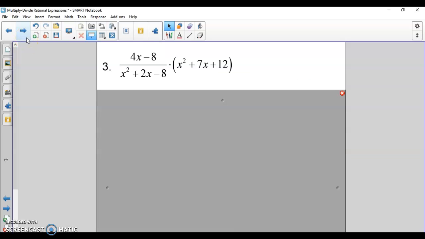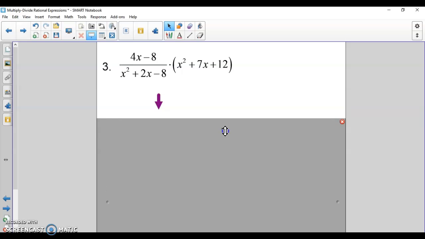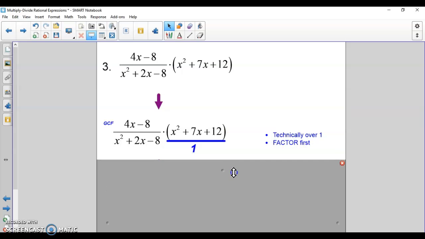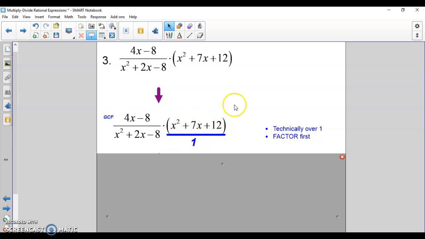All right. Speaking of twists, we got one right here. We got one fraction times another term, x squared plus 7x plus 12. It's not necessarily a fraction, but we treat it like a fraction. This term, this parentheses, is technically all over 1. So it's up top in terms of the fraction. We factor first after we realize it's technically over 1.